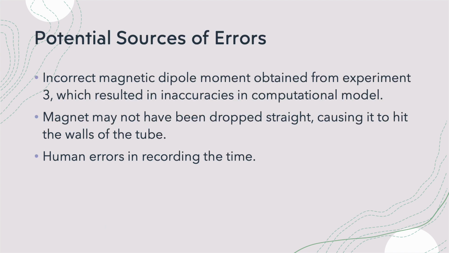Then we have the potential sources of error. First, an incorrect magnetic dipole moment obtained from experiment 3, which resulted in an inaccurate computational model. Second, the magnet may not have been dropped straight, causing it to hit the walls of the tube. Last, human error in recording the time.